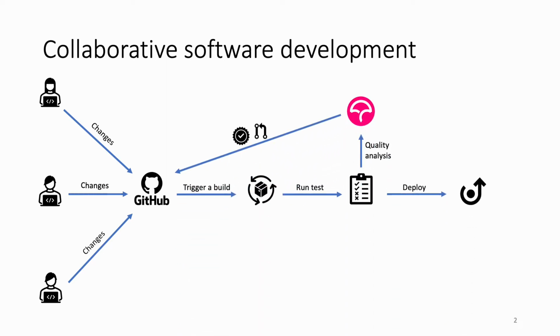After each of these changes, they want to make sure that everything works fine. So they run a series of tests and those tests make sure that everything is okay. They do some quality analysis, and if everything is okay, they merge those changes. And at some point in the development of the software, they deploy these changes for the final user.